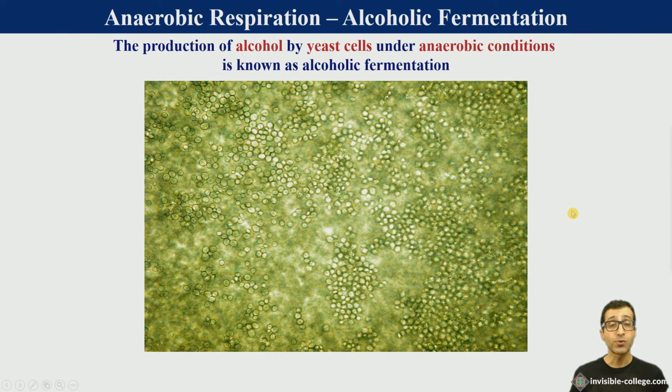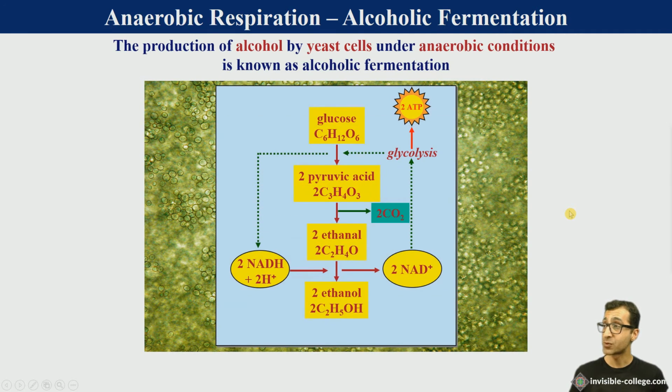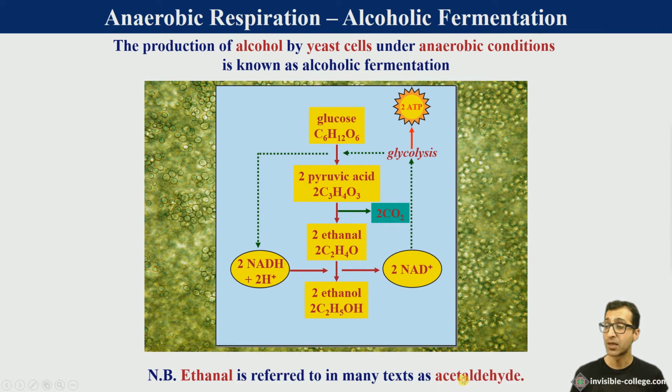So this process is fundamentally important, as we said before, in the production of alcohol for breweries and distilleries, but it's also important in the baking industry. So remember that ethanal here is referred to as acetaldehyde. This is the chemical name for ethanal, but this is also a valid chemical name as well.